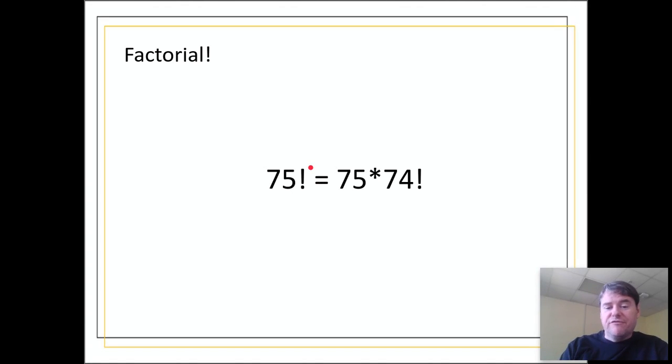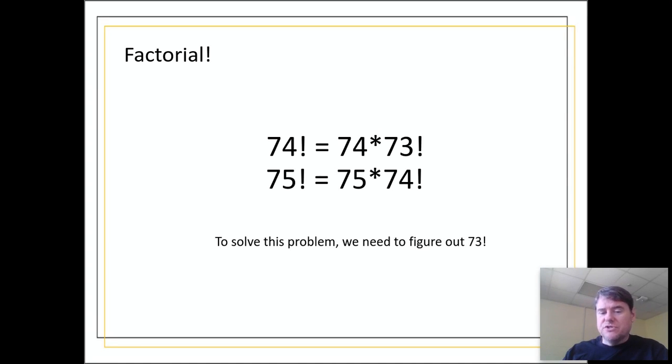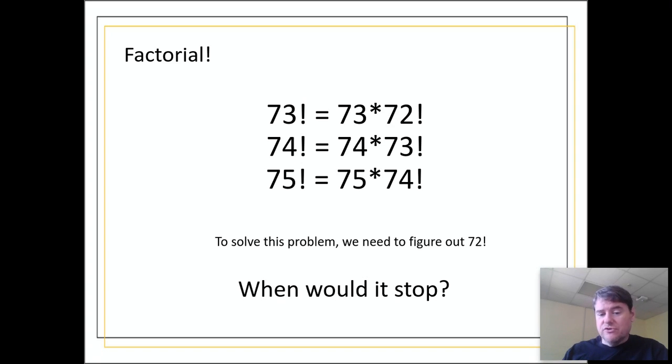So that's what we're going to do with 75. 75 factorial is actually equal to 75 times 74 factorial. And if we break that out a little bit more, well, what's 74 factorial equal to? 74 factorial is equal to 74 times 73 factorial, and so on and so forth. 73 factorial is equal to 73 times 72 factorial. Okay, so there's an important thing to notice about this pattern. In each case, the operator that we're trying to calculate here is this factorial, which is represented by that exclamation mark. The definition of factorial includes a definition of factorial.